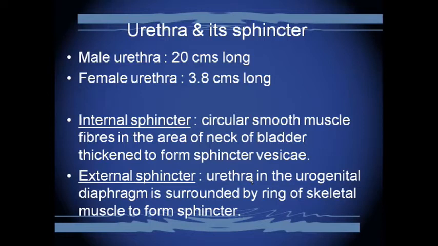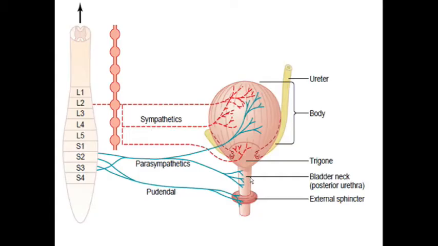So the internal sphincter, circular smooth muscle fibers in the area of the neck, which is thickened to form the sphincter vesicae, is called the internal sphincter, while the external sphincter is in the urethra surrounded by a ring of skeletal muscle to form the sphincter. So as we have seen in this diagram, the bladder neck forms the internal sphincter and the skeletal muscle forms the external sphincter. And you can see the innervations, which I will be telling you later. Just go through here.